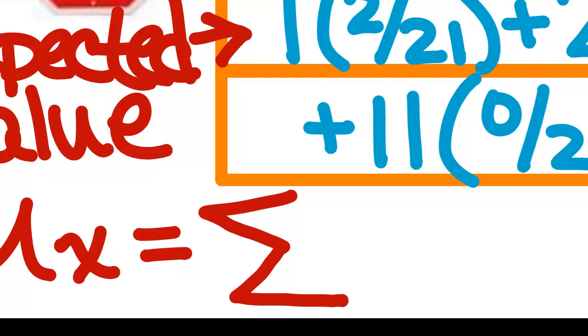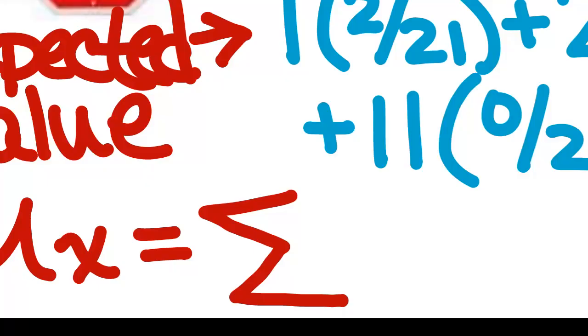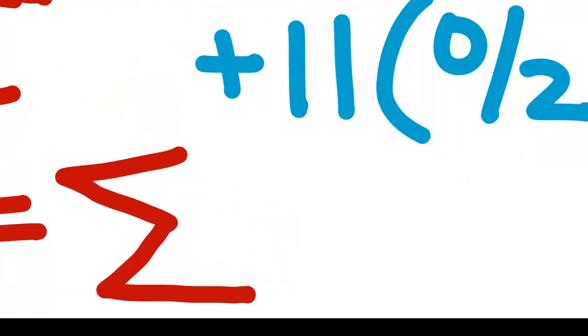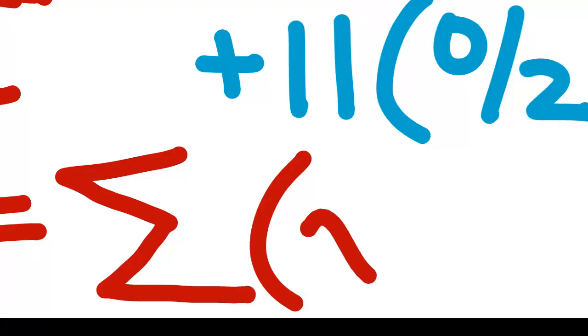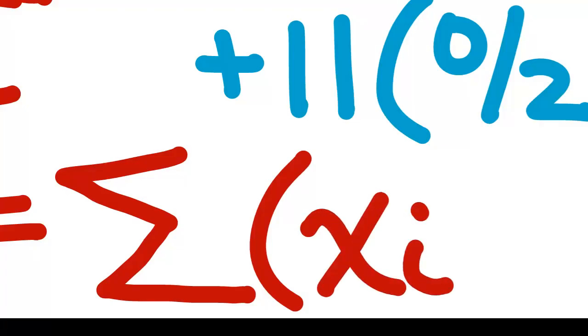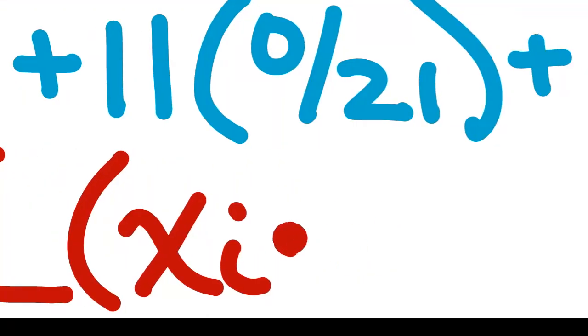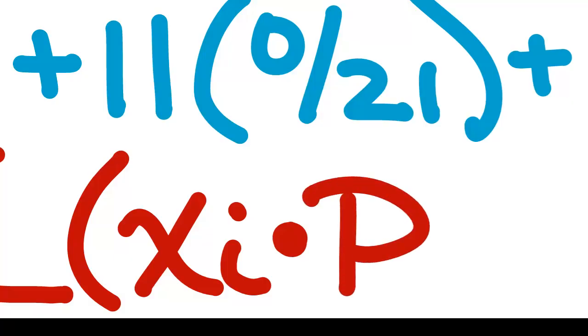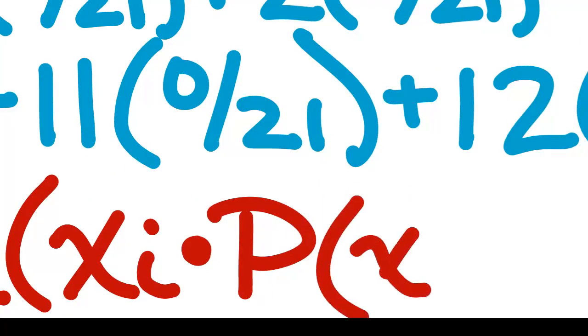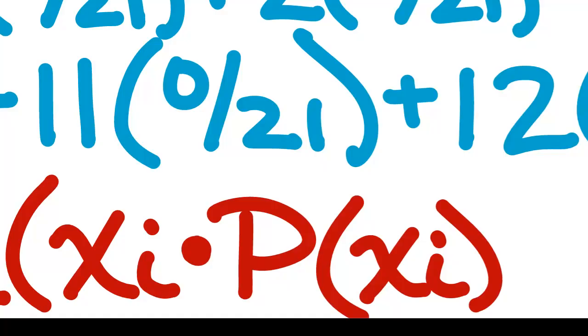and then I have that sideways capital M. Do you guys remember what that means? Summation. It means we're going to add a bunch of stuff together here. The summation of every single one of my x values, so I call it xi, because that means x1, x2, x3, x4, all the x's, multiplied by the probability for each of those x values.